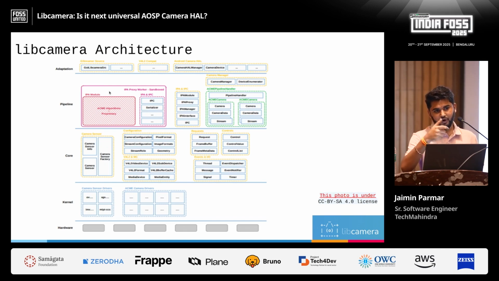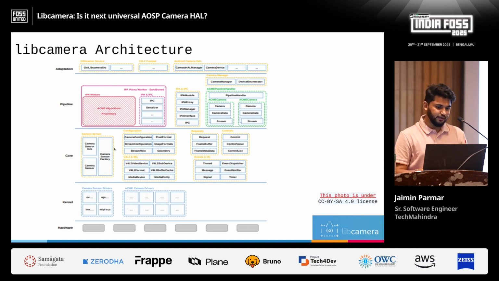It will fork the process and it will run in the sandbox. And the communication between this IPA module and the Libcamera is on the Mojo IPC, basically they are taken from the Chromium.